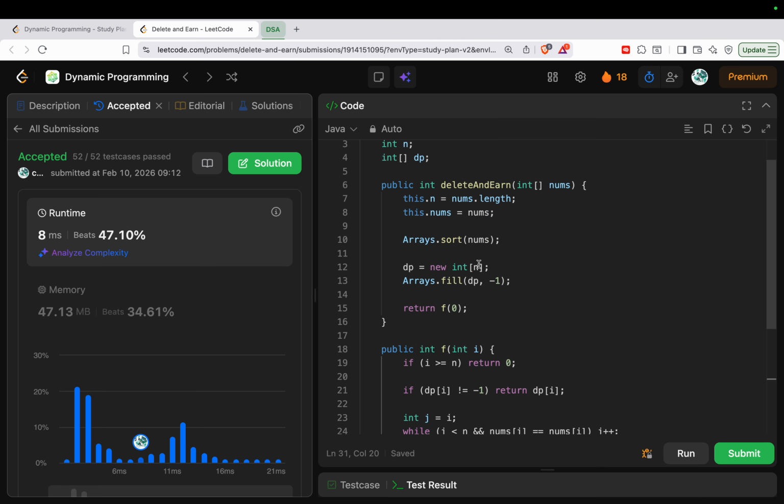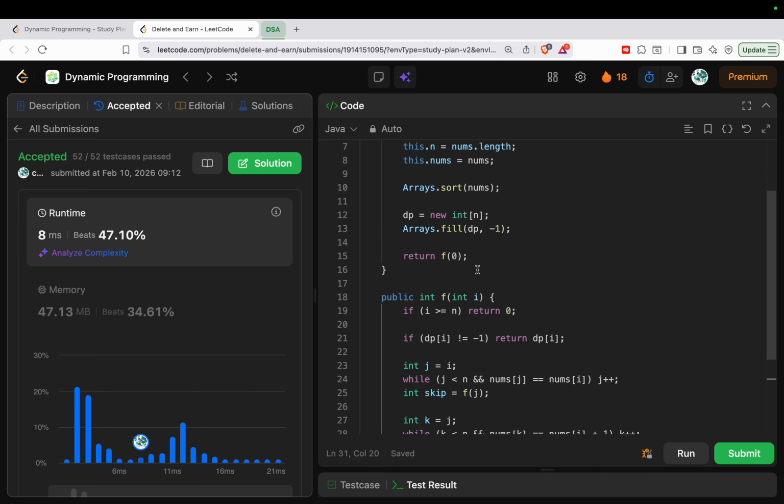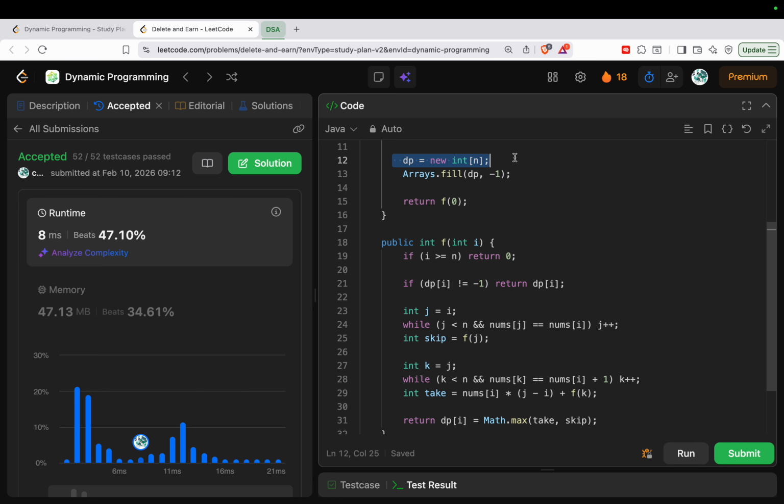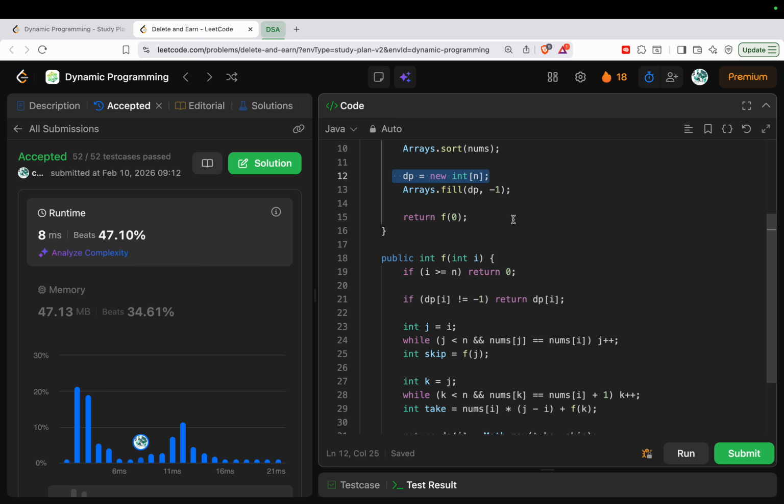So let's try to analyze the time complexity. As you can see, we are populating this DP array with its answers. So the time complexity is basically the time taken to fill all these values, which will be order of n, and the space complexity is also order of n because we are using an extra space of size n.